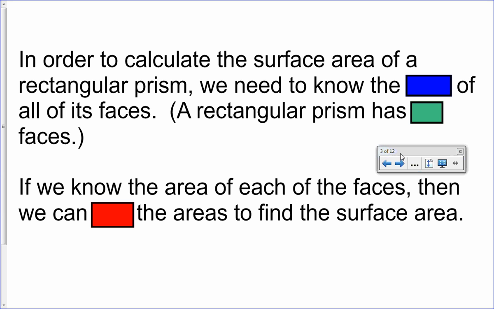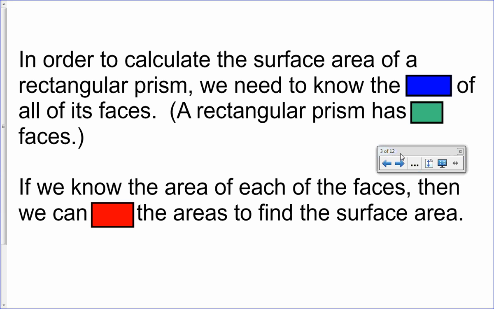What you're going to do is put this video on pause so that you can determine the missing words. And after, I will present the correct answers. So put the video on pause now. Alright, let's see how you did.